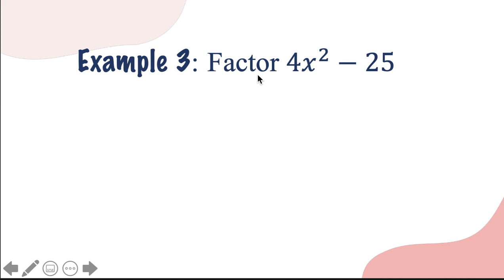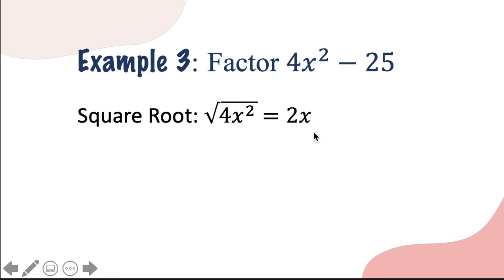Now, let us check. Binomial, check. 4x squared and 25, both perfect squares. Next, subtraction? Good. Now, let us proceed in factoring. The square root of 4x squared is just the same as the one a while ago, so it's just 2x. Next, the square root of 25 is 5 because 5 times 5, the answer is 25.